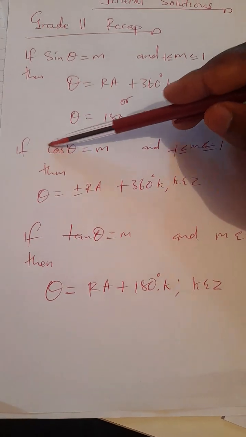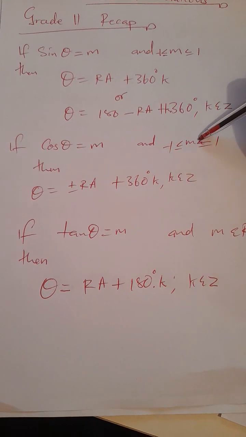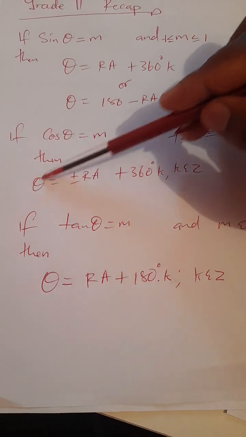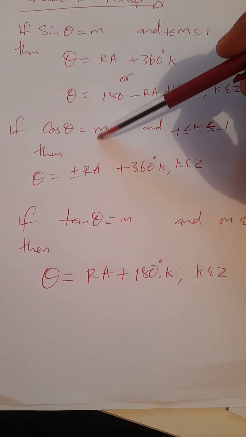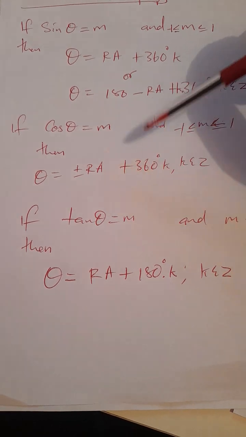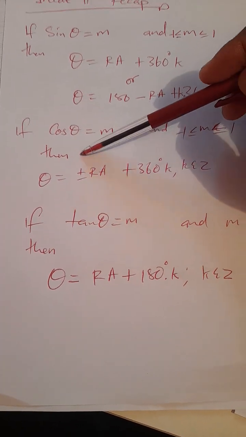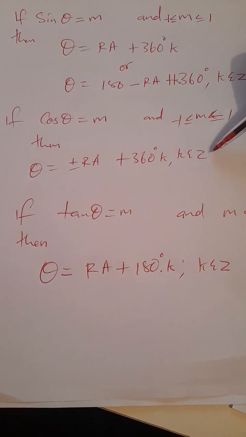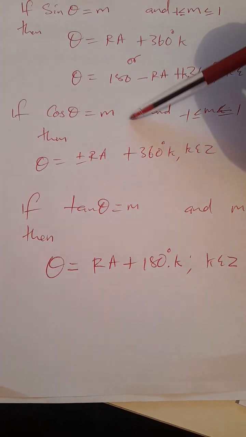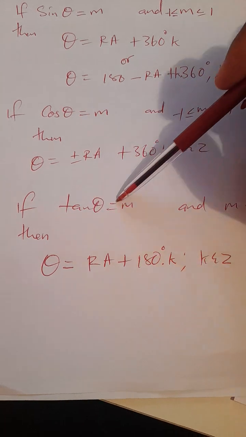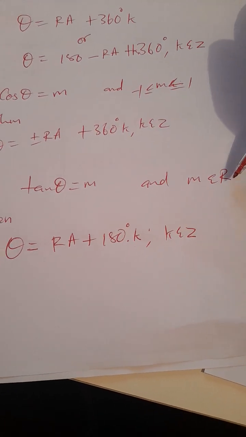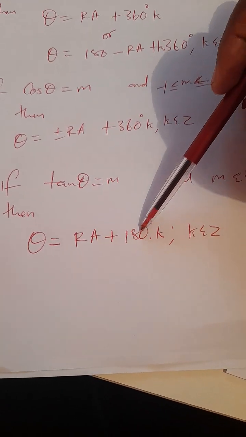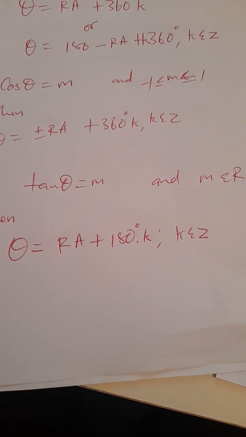Then for cos, if cos theta is equal to m and m is greater or equal to -1 but less or equal to +1, then you find the reference angle, second function, cos inverse of the value of m, then you close your brackets. Theta is plus or minus the reference angle plus k360, where k is an element of integers. That is the general solution for cos. Then for tan, if tan theta is equal to m and m is an element of real numbers, then theta is equal to RA, the reference angle, plus 180k, where k is an element of integers.